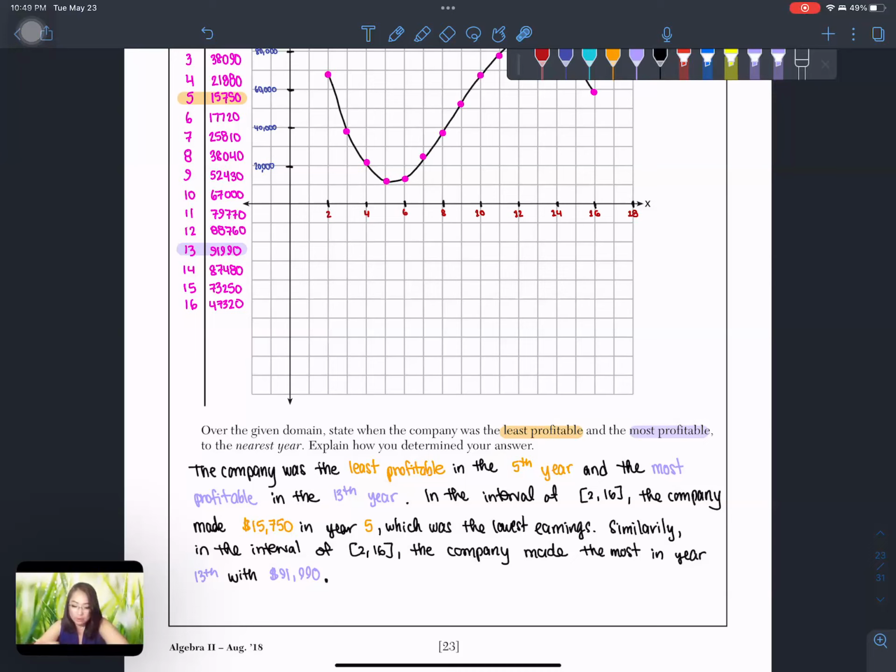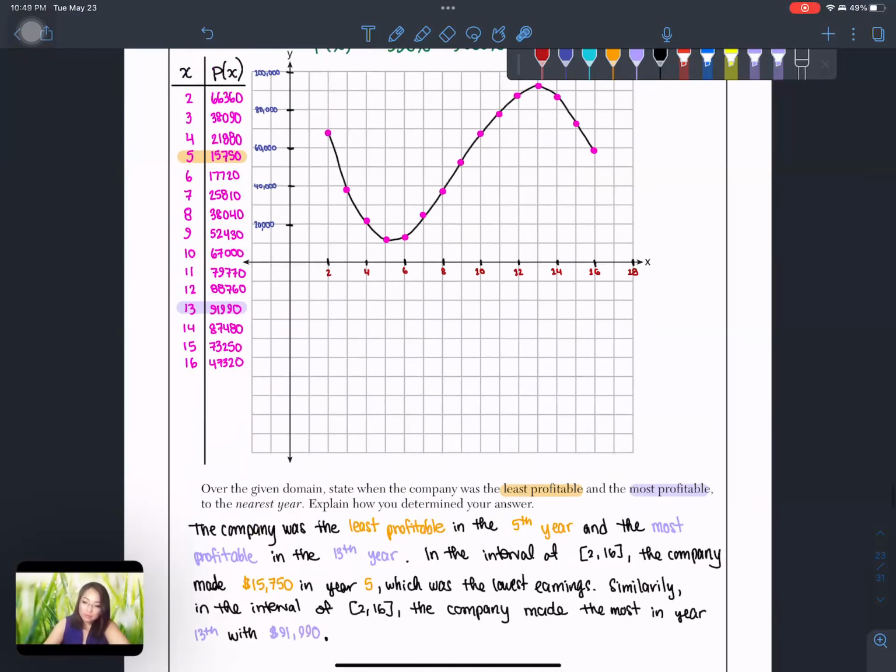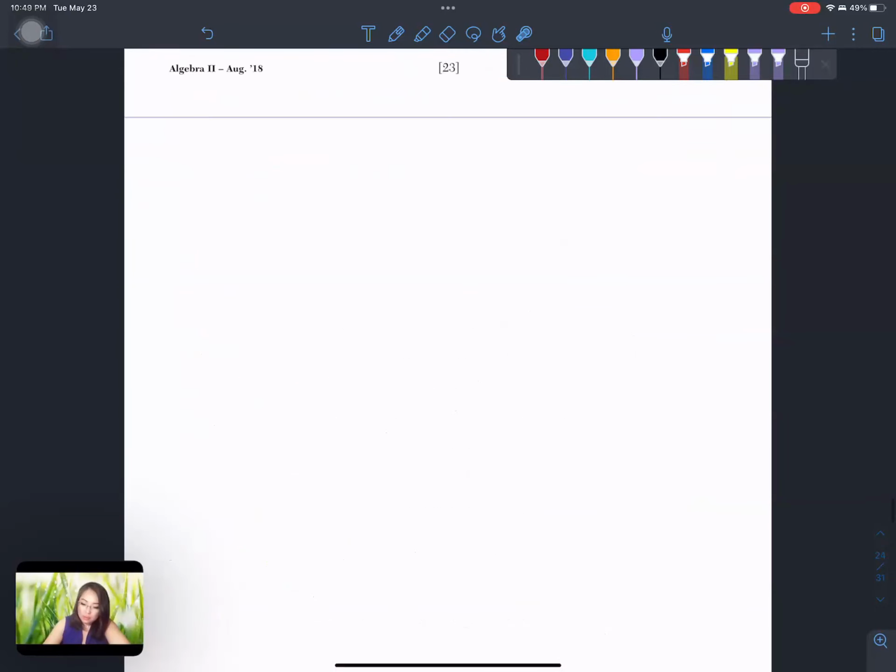Make sure to have 2 to 3 sentences. I think I have 3 sentences here. So anytime it says explain, please make sure to write 2 to 3 sentences.